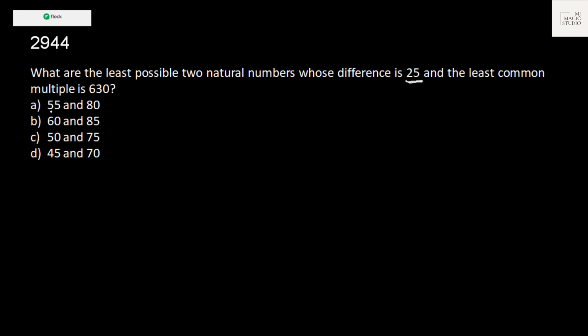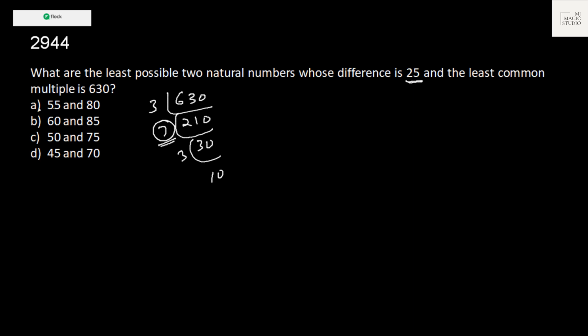First, let us look at all the options. 80 minus 55 is 25. This is 25. This is 25. This is also 25. All the option differences are 25. Now their LCM should be 630. 630 is like 3, 210, 730, 310. So we should have the numbers where one of the numbers should be a multiple of 7, or should be divisible by 7.